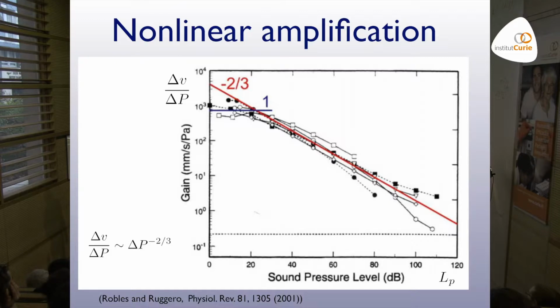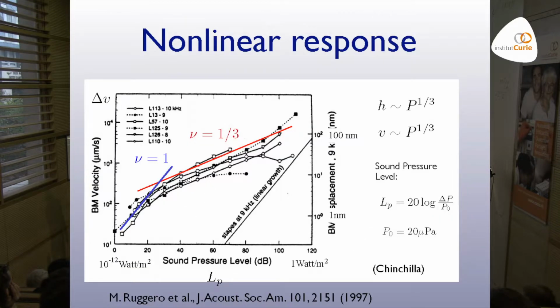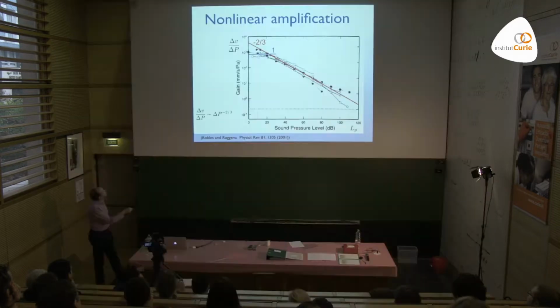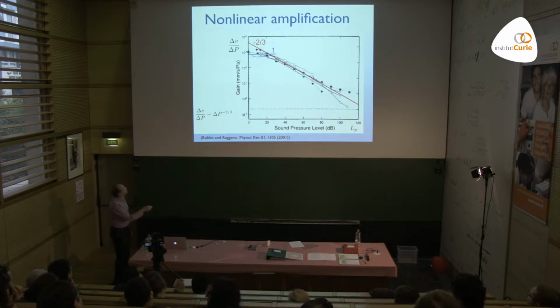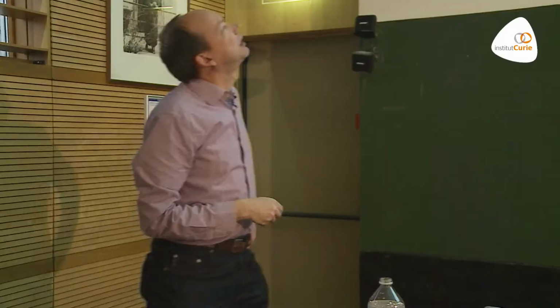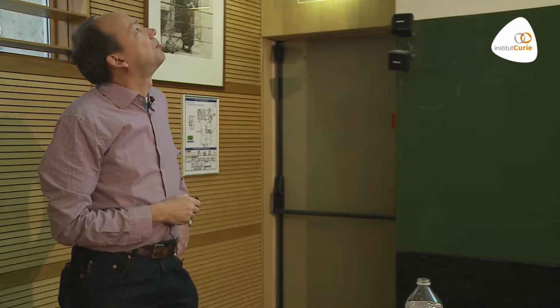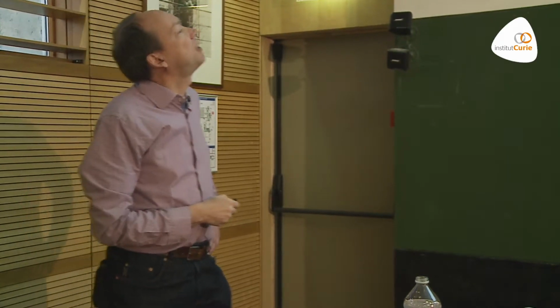And from the power law response, if we divide h by p, p to 1/3 divided by p gives p to the -2/3. That means that this amplification factor increases with the power law for weaker and weaker stimulus amplitudes. And that's exactly what you see in this experimental data. So this is data which directly measures this sensitivity.